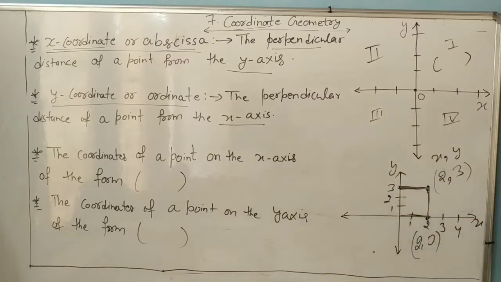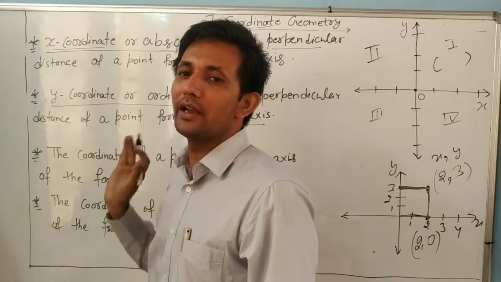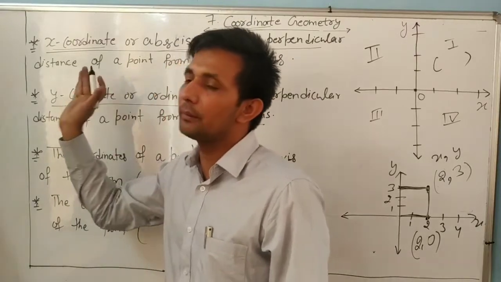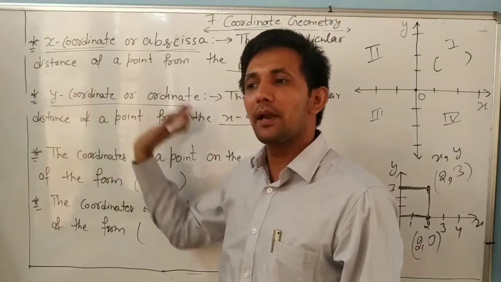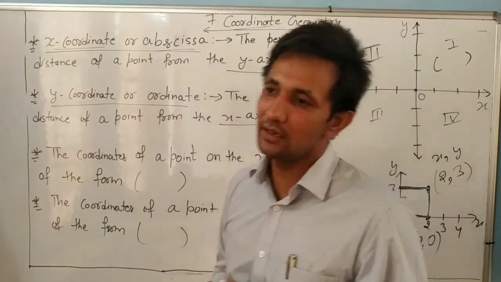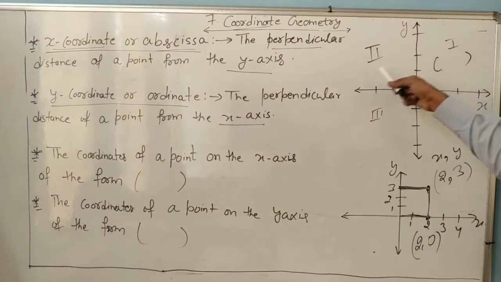2 and 3. Understand? So always remember, dear, how to find the x coordinate and how to find the y coordinate. The x coordinate means the perpendicular distance from y. The y coordinate means the perpendicular distance from x.